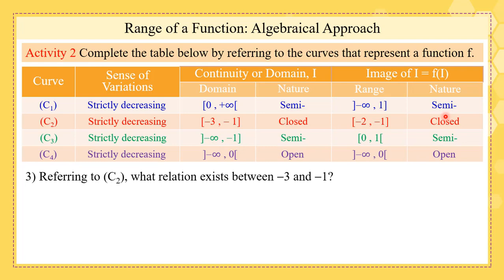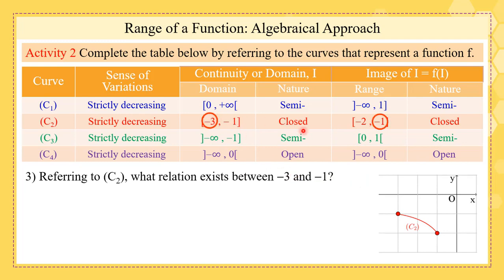Now let's discuss some of these curves. Referring to curve 2, this is curve 2. What relation exists between negative 3 and negative 1? Remember, this is negative 3 and this is negative 1. It's from the other side of the interval. In this case, we can say that f of negative 3 is negative 1.